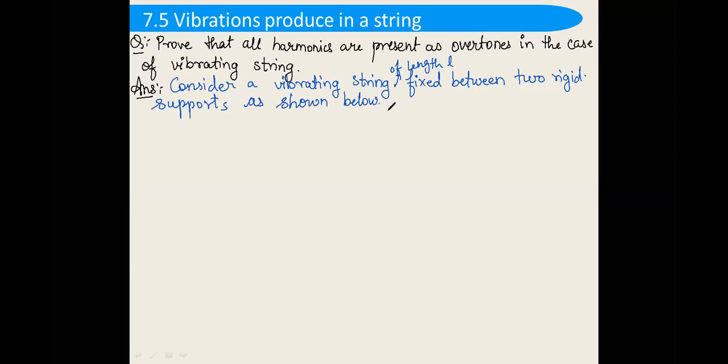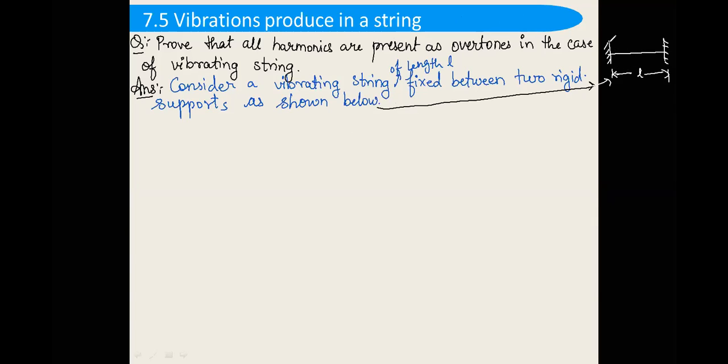So this is what we are going to show the diagram. Suppose I am showing the diagram on this side. So these are the two rigid supports, and this is the string which is fixed between two rigid supports. The length of the string is what? Small l.